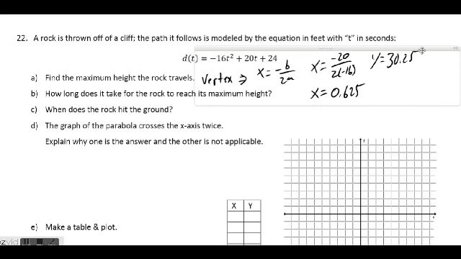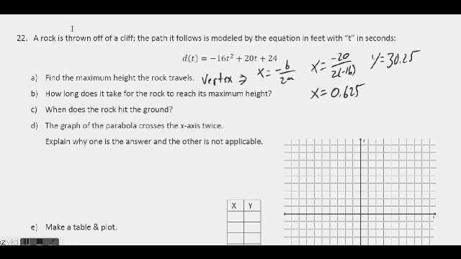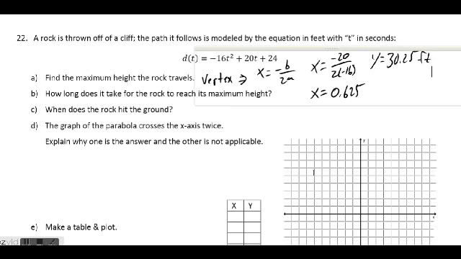30.25. So what is the maximum height? What is the maximum height that this rock is going to hit? 30.25. I don't know what the units are, so let's just call it feet. So it's going to hit 30.25 feet.